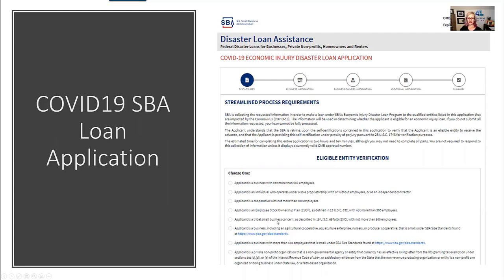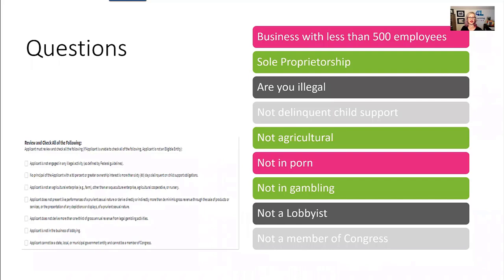Yep, so tribal businesses, you would just check the box and put in here that you are one of those. Nonprofits definitely can apply for this too. So then you come over here, and these are the questions that you're going to be asked next. Are you legal? Are you delinquent on your child support? Are you an agricultural business?